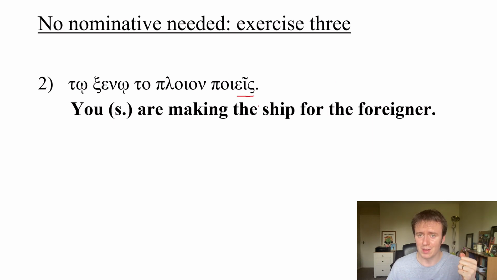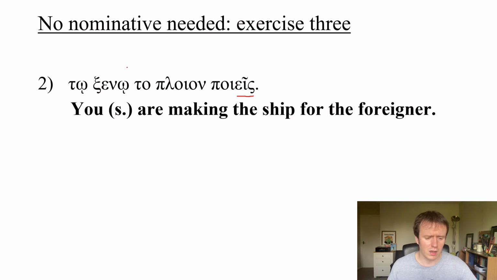Helpfully, it's the same person ending because here ace is contracted with the epsilon at the end of the stem of the verb poiet or. The stem ends in e, and that is contracted with ace to make ace, the same person ending, apart from the circumflex, which is new. But anyway, from the ace, we know that it's you singular make or you singular are making.